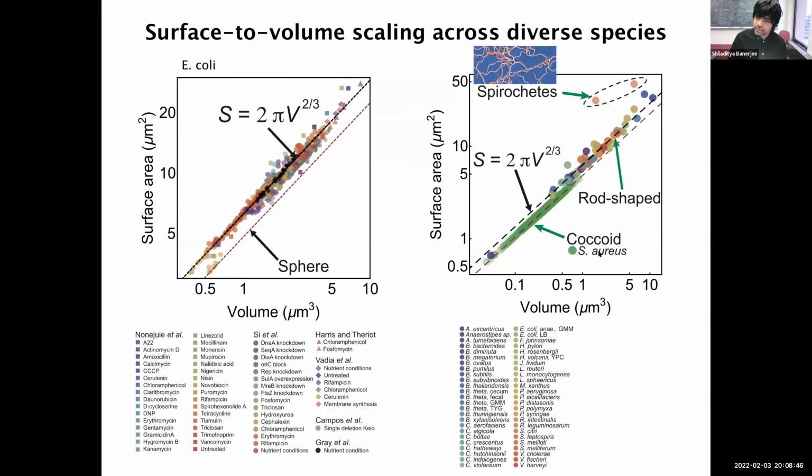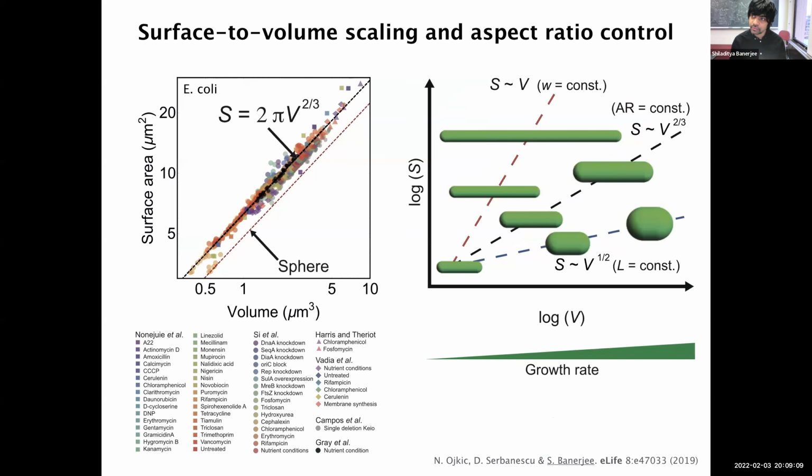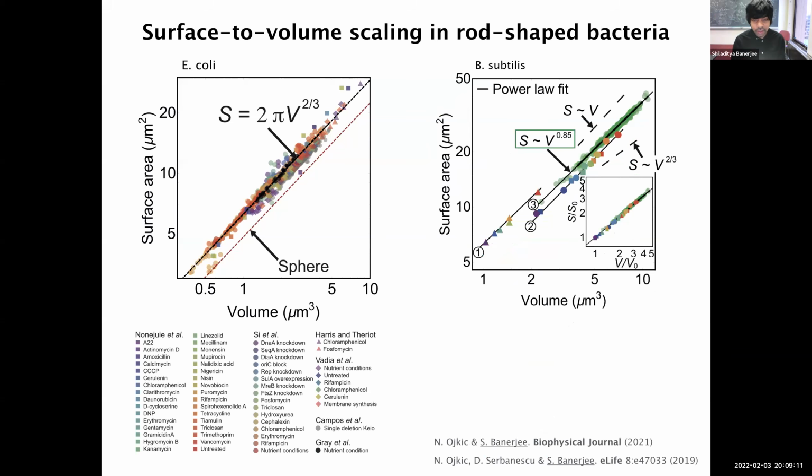Staphylococcus is a bacteria which is round shaped. It also falls on that scaling law, right? So the idea is that almost all organisms we look at have a power law scaling of surface area to volume, right? So the question for mathematicians is, what are the general solutions of shapes given this constraint, okay?